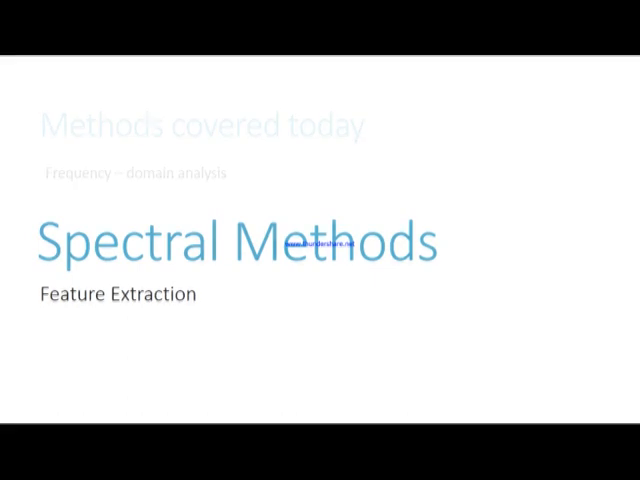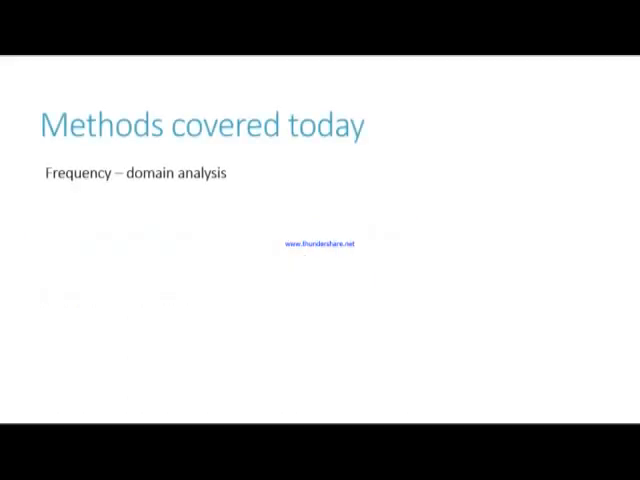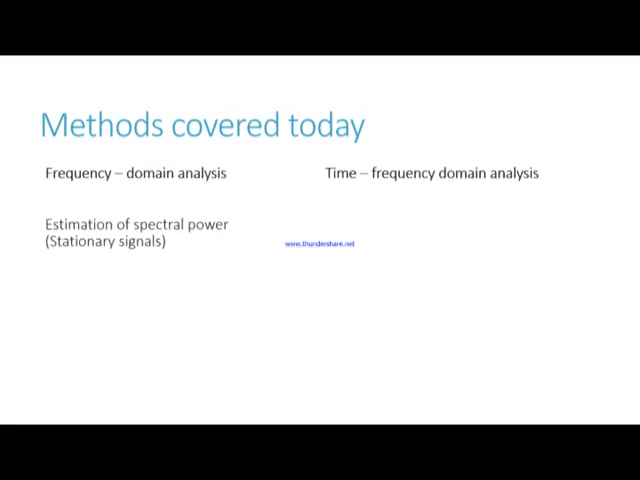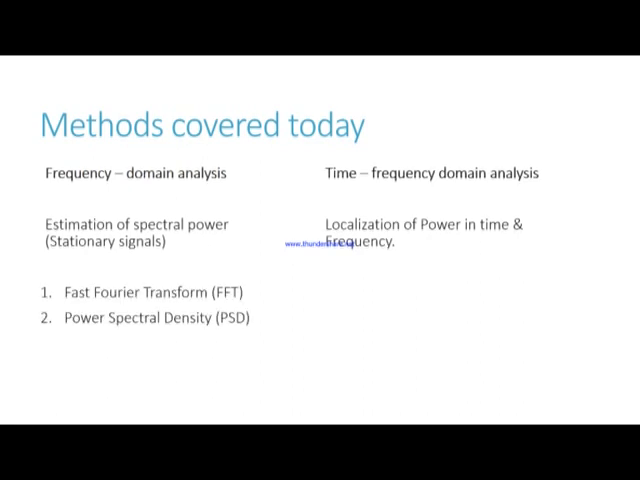The most common methods used in spectral analysis are divided into two categories: frequency domain analysis and time frequency domain analysis. In frequency domain analysis, we estimate the spectral power of stationary signals, whereas time frequency domain is related to the localization of power in both time and frequency. Methods in frequency domain include the fast Fourier Transform and the power spectral density, or PSD. In time frequency domain, one of the most common methods is the Wavelet transform.